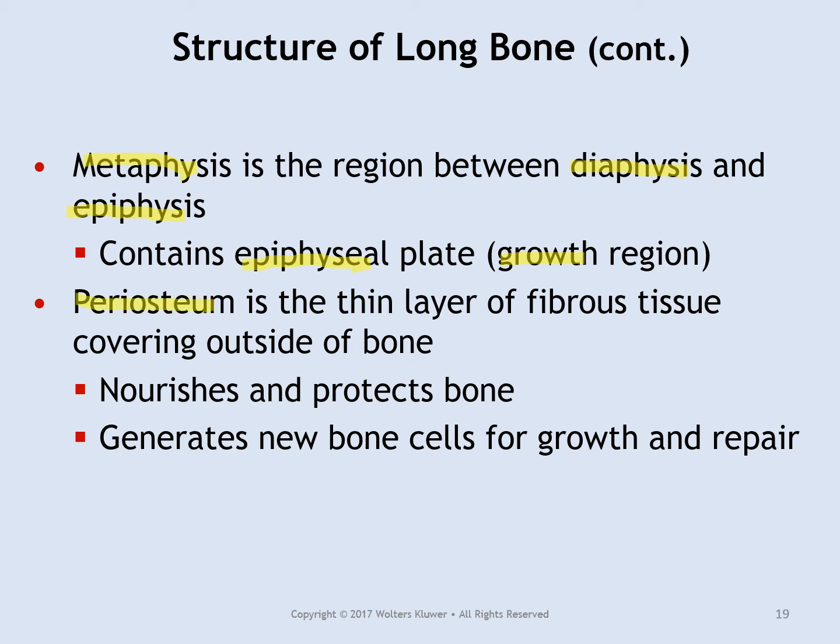The periosteum is a layer of fibrous tissue that is outside the whole of the bone to nourish and protect it. And bone cells are made at least partially in the periosteum.